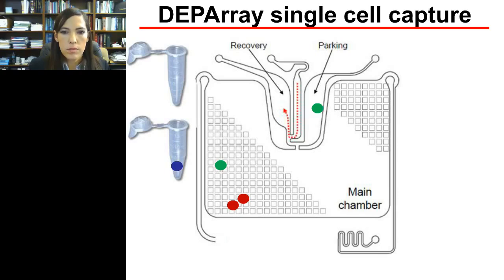I have the cells sorted individually into their own tubes. And so, as far as I know, this is the only method that allows you to positively visually identify cells before they're sorted. These cells can be grown in culture following isolation. These cells are intact, whole, and viable, and are appropriate for downstream characterization following this sort on the DEPArray.